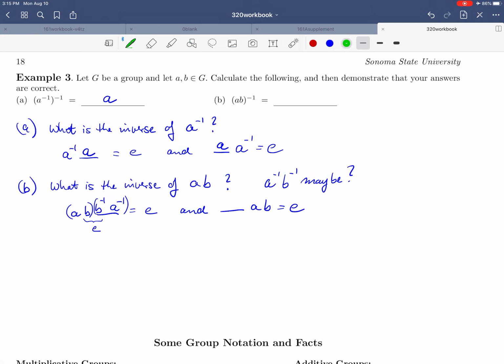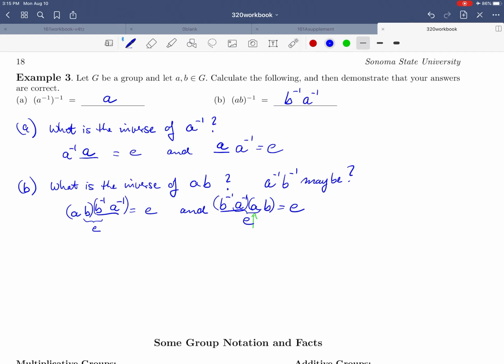So over here on the right, how do I get rid of that A? Well, by sticking an A inverse right next to it. This will combine to just be the identity. That leaves me with a B, and that I neutralize by putting a B inverse right there. And so I have that when I take AB and multiply from the left by B inverse A inverse, I also get the identity. So we found our inverse of AB, and it is B inverse A inverse.